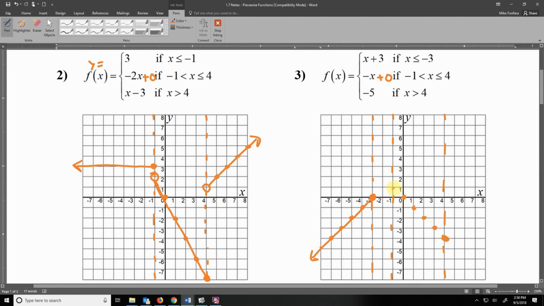And then up and left, and it is greater than negative 1, but not equal to, so that one is open. And there's the second part of the graph. And then for all x's greater than 4, so this boundary here, y equals negative 5. So it is a horizontal line down 5, and it is greater than but not equal to, so we're open there. And that's our third part.